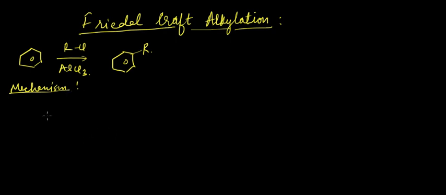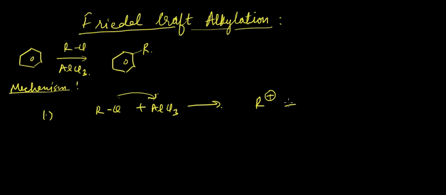We have, as the first step, RCl undergoing reaction with AlCl3. Or rather, Cl minus actually attacks the Al, the empty d orbitals of Al. As a result, R plus is formed and we have AlCl4 minus. Okay.